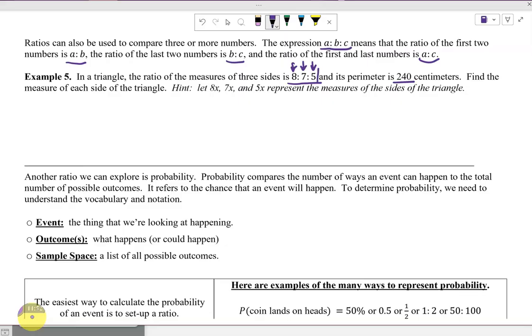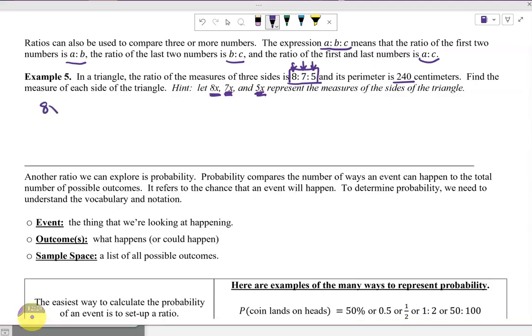Well, when we write proportions and ratios, we simplify them as far as possible, which means there really was something multiplied on that X, something multiplied on that 8, something multiplied on that 7, and something multiplied on that 5 that divided out, that simplified to 8, 7, 5. Okay, so find the measures of each side. Hint: we're going to multiply the X back on, the X back on, and the X back on to represent the measures of the sides.